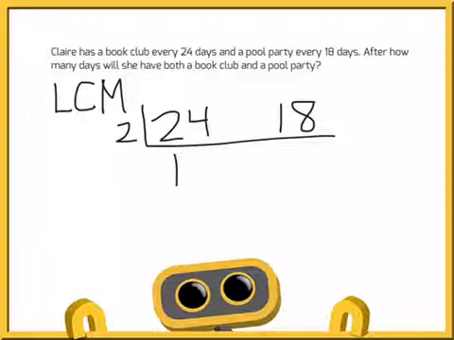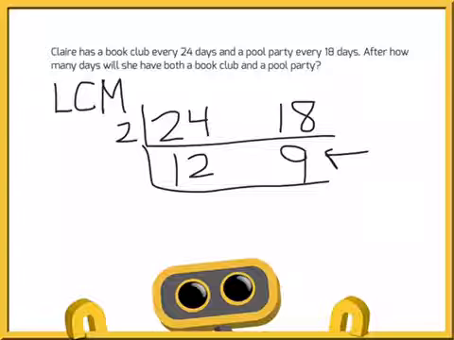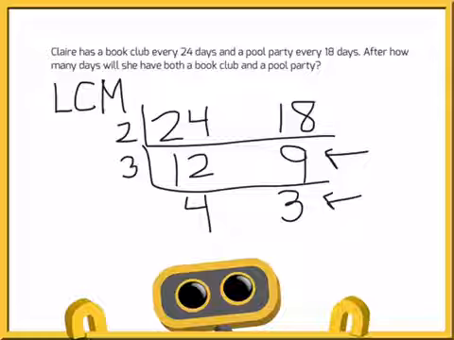24 divided by 2 is 12. 18 divided by 2 is 9. Now I need to look at where my remainders are. 12 and 9 have a common factor of 3. 12 divided by 3 equals 4, and 9 divided by 3 equals 3. Now I'm looking at my remainders again to see if I can keep going, and I cannot. 4 and 3 do not share any common factors.